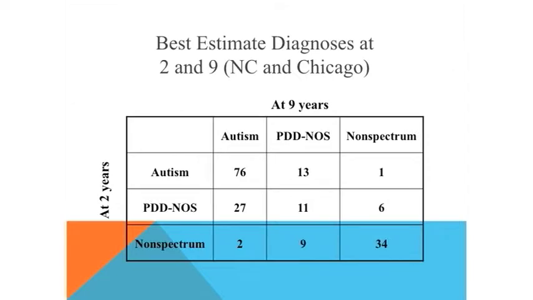But when we looked at change in diagnosis, having independent people see the kids at 9 who did not know anything about their initial diagnosis, the most dominant thing we found was that on the whole, the diagnoses of autism were quite consistent across time. So that's, I guess it's not working, but that's the 76 kids who got diagnosed with autism at 2. Of those kids, only 1 child had moved out of the spectrum by 9.